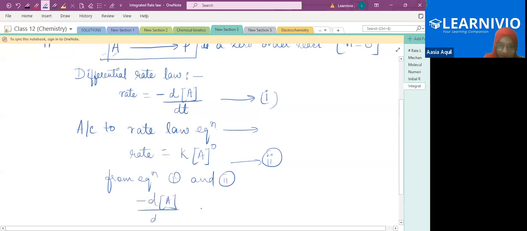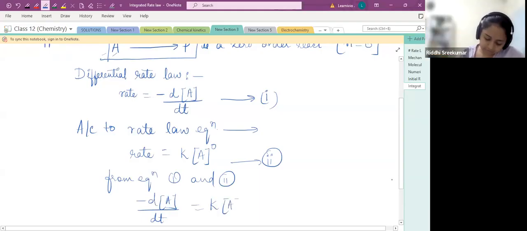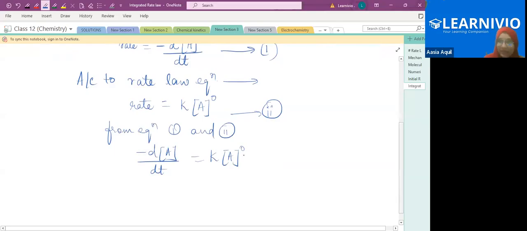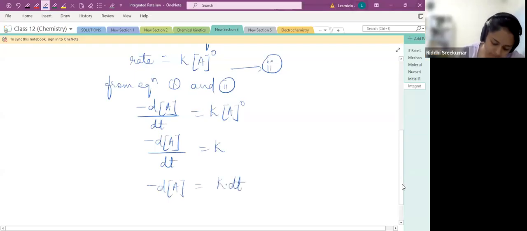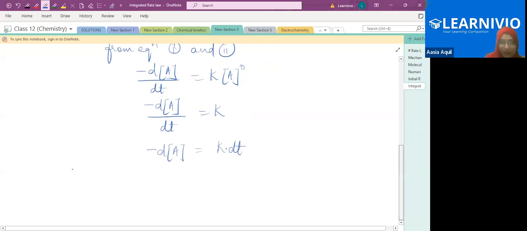d[A] by dt is equal to K into A raised to the power 0. And we know that anything raised to the power 0 is 1. So it will give you K only. Now just take this dt over to the right side. So it will give you d[A] is equal to K dt. Now integrate both sides.